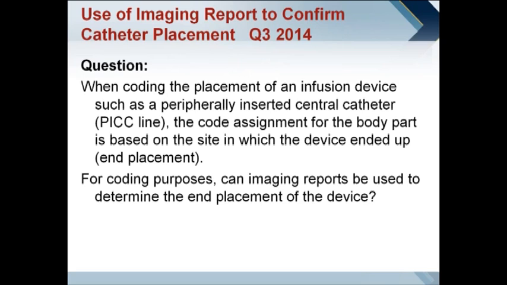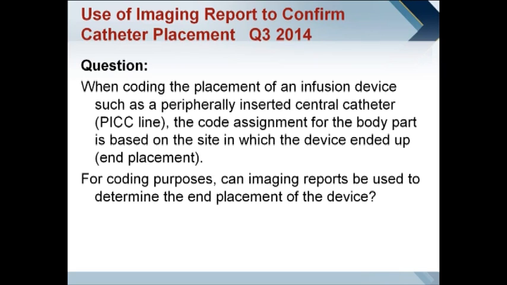And the questioner asks, when coding the placement of an infusion device, such as a PICC line, the code assignment is based on the site where the device ends up. That's just one of the basic rules about device placement, vascular device placement. And the questioner asks, for coding purposes, can imaging reports be used to determine the end placement of the device?